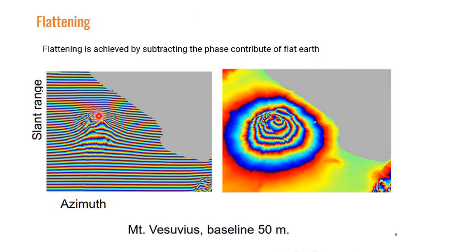Alright, so now if you want to remove the first part, that means the flat Earth phase, we have the terminology called flattening. Flattening is achieved by subtracting the phase contribution of flat Earth. That means the phase on the ellipsoid, we have to remove this. So how to remove this? You see in here is the fringe. The fringe here in this direction is azimuth, and this direction is slant range.